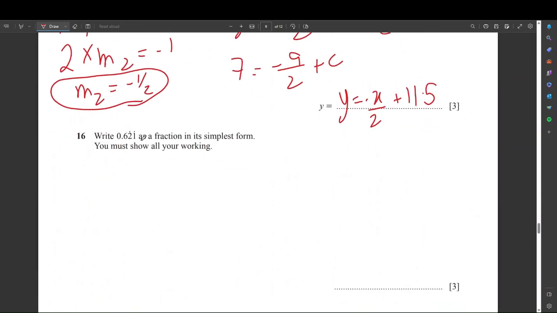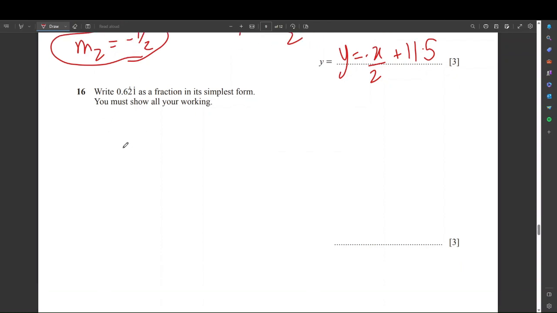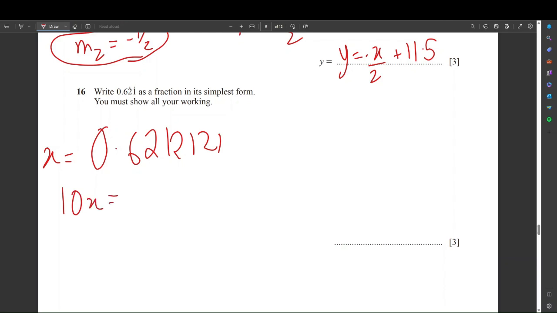Write 0.621, where the 2,1 is repetitive, so it's recurring. So 0.621, 2,1, 2,1. All right, that's how the decimal is. I'm going to let that equal x. Now let's do 10x. So 10x is equal to what? Multiply this with 10, we get 6.2121. I'm going to leave the repetition to only twice.